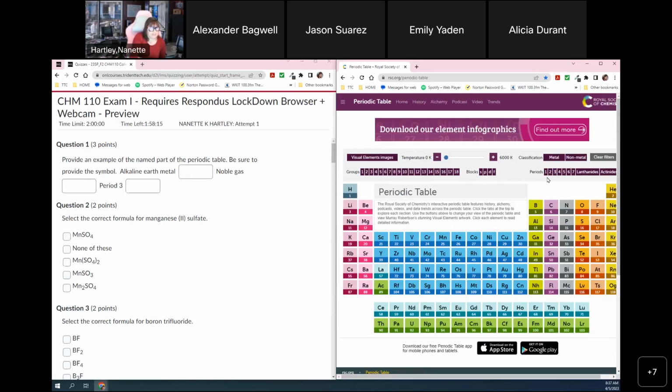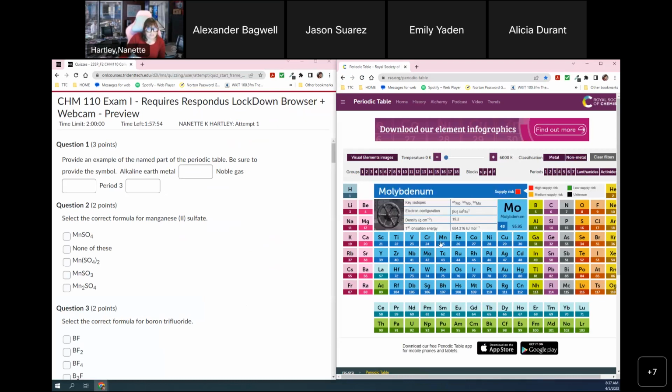We talk about manganese 2 sulfate. So manganese is this guy right here. So he's Mn. That's his symbol. That 2 after the name indicates the charge on that ion.